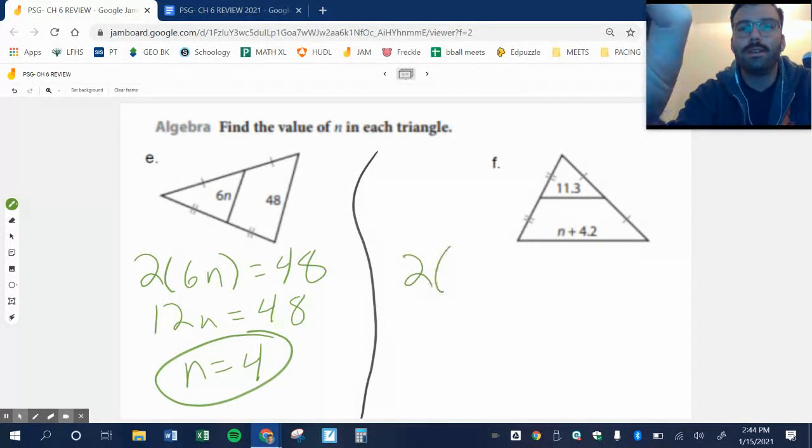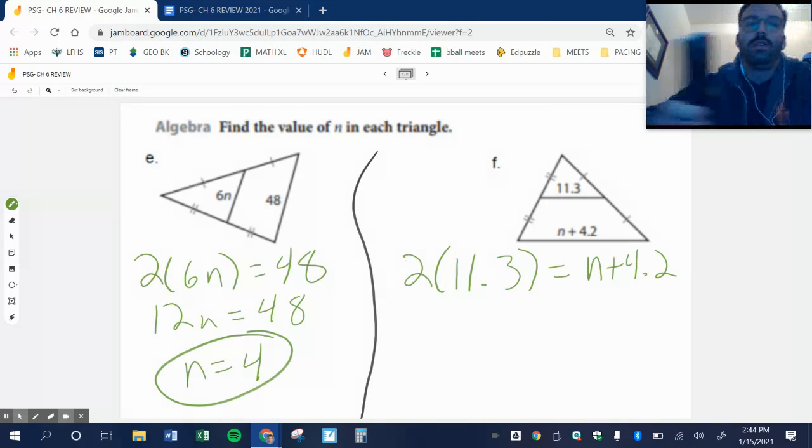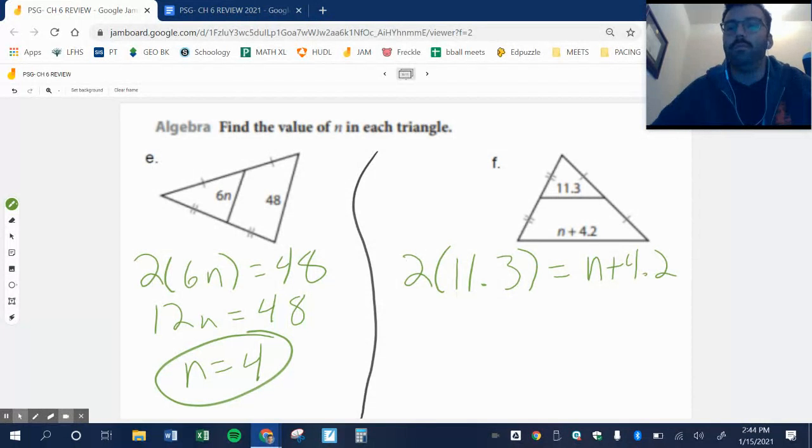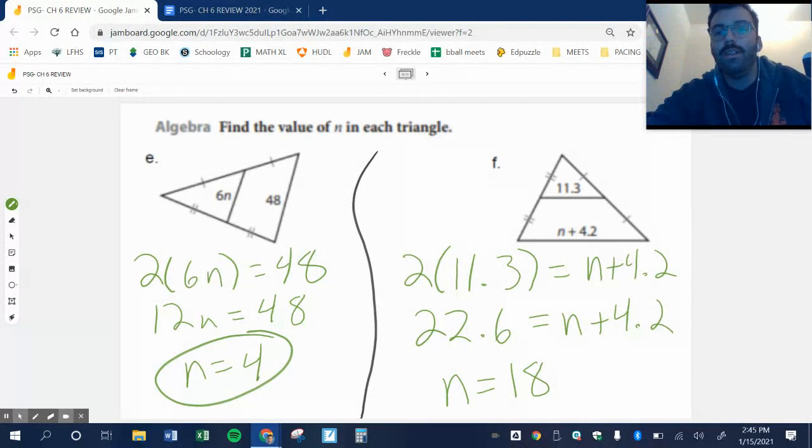So especially here, 2 times 11.3 equals n plus 4.2. I would have done n plus 4.2 over 2, and that's a little bit more work. Okay, 11.3 times 2 is 22.6 equals n plus 4.2. Subtract from both sides. 22 minus 4 is 18. Thought I was going to say 8, didn't you? And then 0.6 minus 0.2 is 0.4.